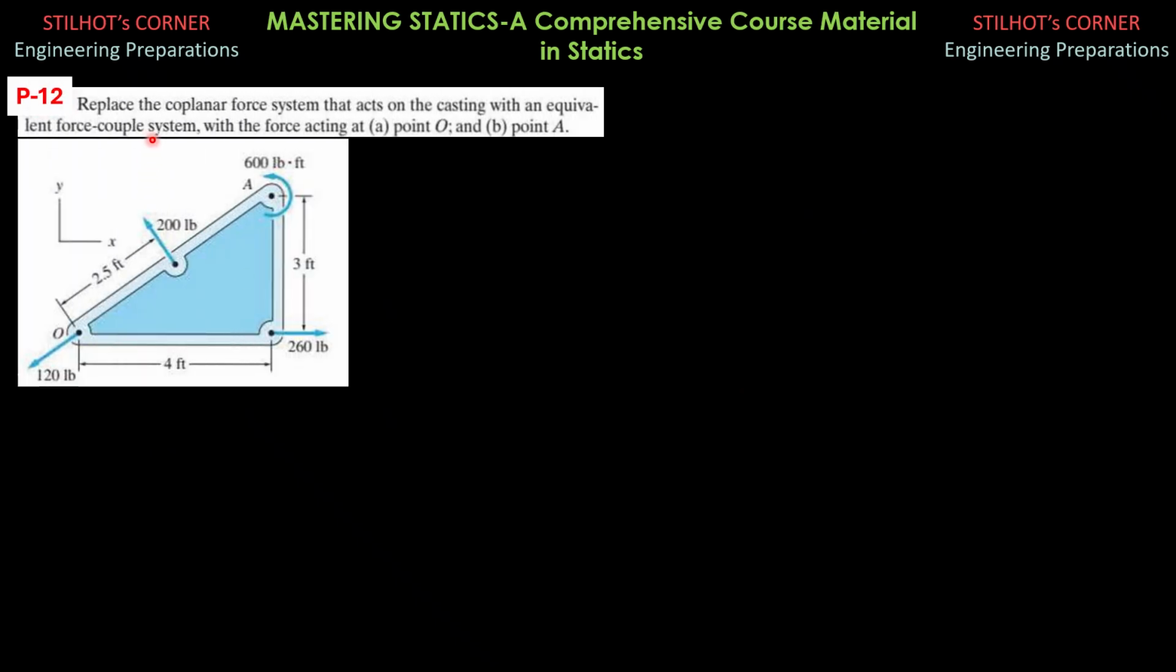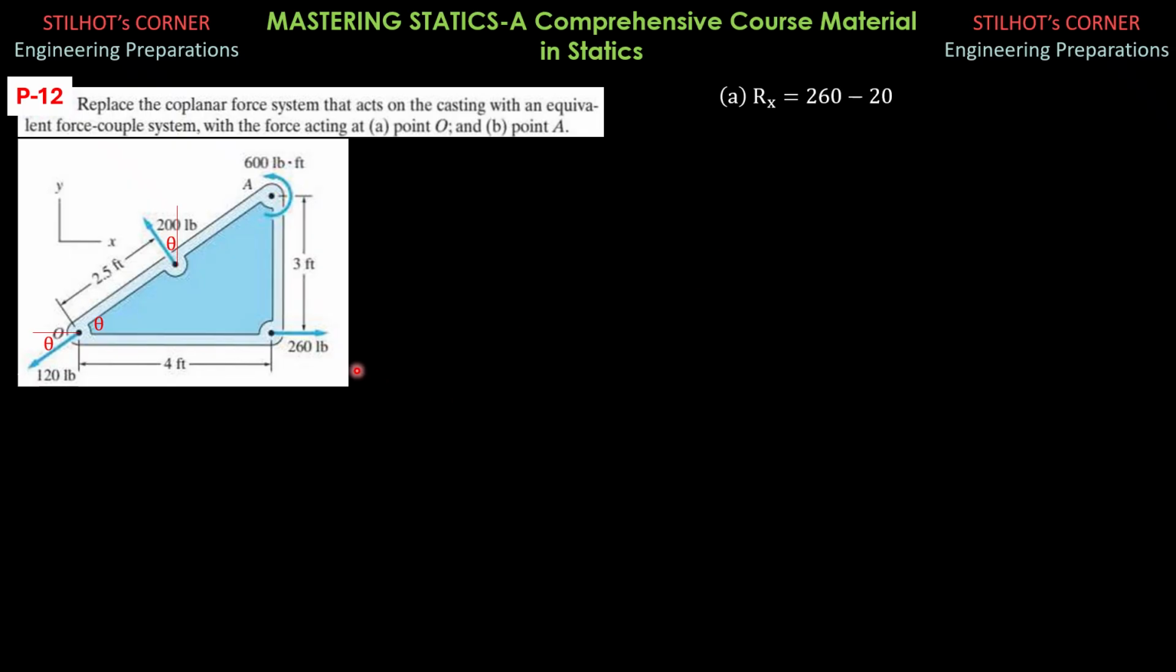Problem 12, replace the coplanar force system that acts on the casting with an equivalent force couple system with the force acting at point O and then at point A. So for the resultant force first, Rx is 260. By the way, if the angle measure here is theta, that's also theta, and that's also theta there.